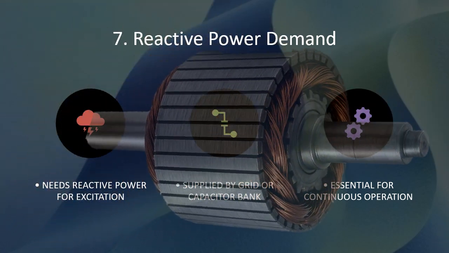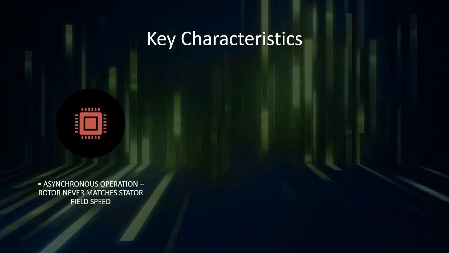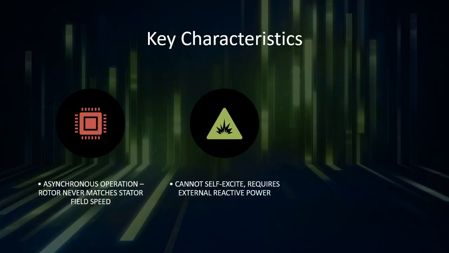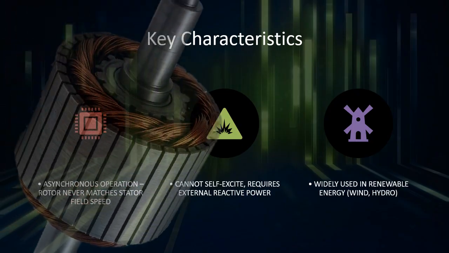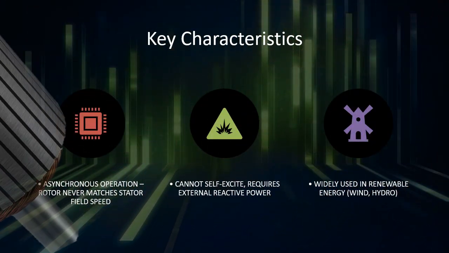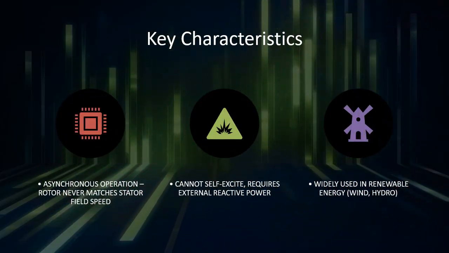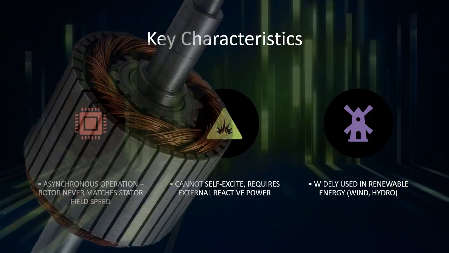Key characteristics. To summarize, induction generators are asynchronous machines, meaning the rotor never rotates at exactly the same speed as the stator's magnetic field. They require external reactive power, unlike synchronous generators, but they are highly efficient and widely used in renewable energy systems, especially wind and hydroelectric plants.